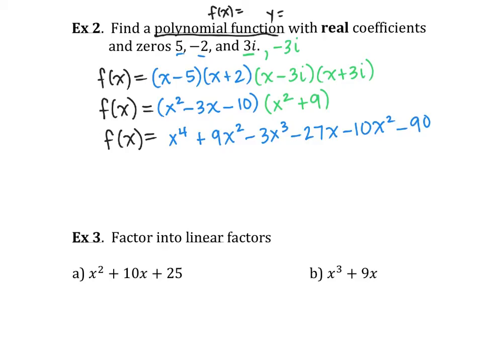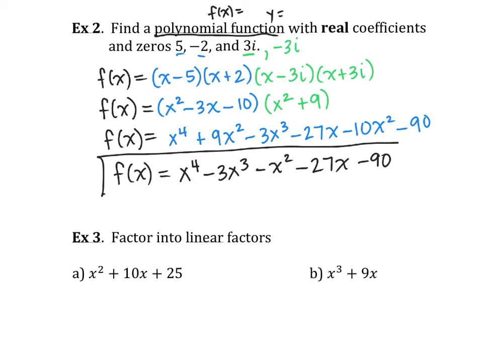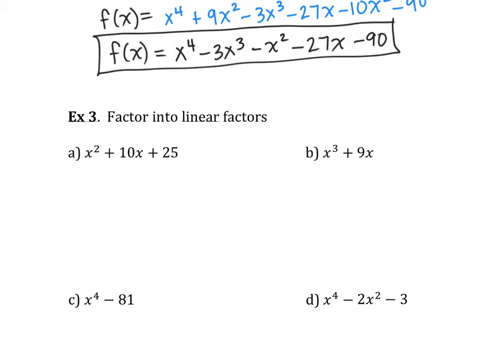And you typically put them in standard form, so into descending degree. So x to the fourth is first. Let's see, where do I have x cubed? I have negative 3x cubed. And for x squared, I have 9x squared minus 10x squared, so negative x squared minus 27x minus 90. Okay, so this polynomial would give me the 4 answers I'm looking for. Okay, we're going to keep going. This is a long section.